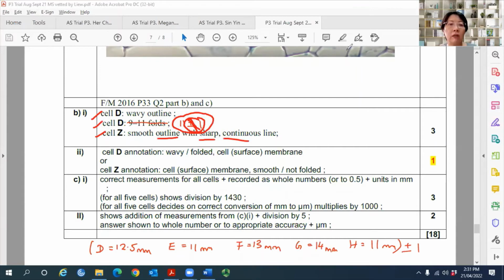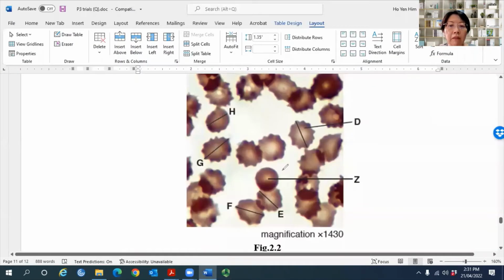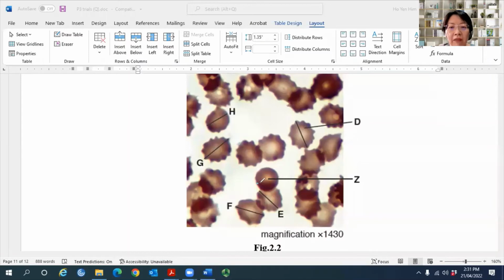Now, I will deduct marks for those of you who draw this. Some of you draw this line. Okay, this line is actually a shadow of the cell behind it. So you do not draw something that does not belong to this cell.